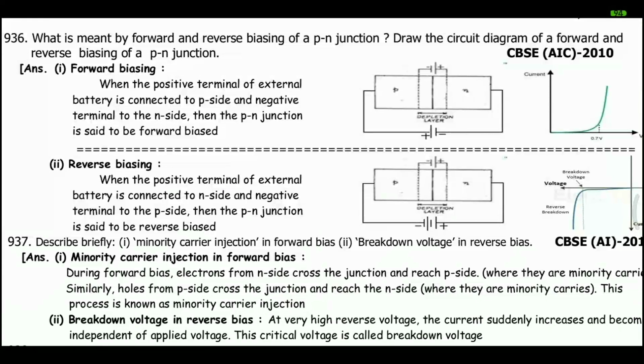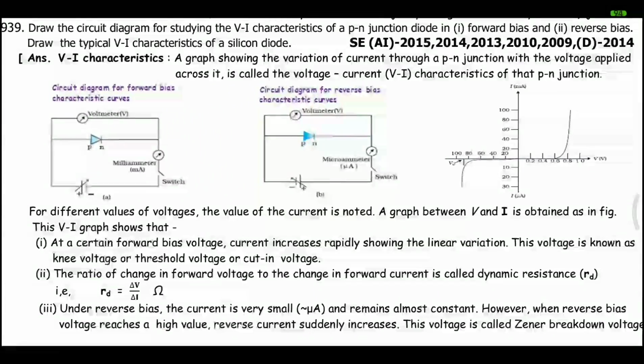Next, what is meant by forward and reverse biasing of a PN junction? Draw the circuit diagrams of forward and reverse biasing of a PN junction diode. Forward, reverse. Describe briefly minority carrier injection in forward bias, breakdown voltage in reverse bias. These are the definitions. Draw the circuit diagram for studying the voltage and current characteristics of a PN junction diode, forward and reverse bias. Draw the typical VI characteristics of a silicon diode.